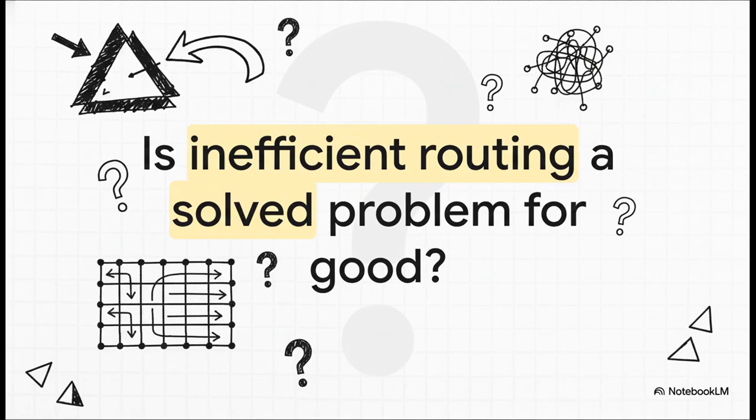But, as our networks get more and more complex, with billions of new devices coming online, you have to ask, is the fight against inefficient routing really over for good? Or are there new, maybe even more complicated triangles waiting for us just around the corner? That's definitely something to think about.